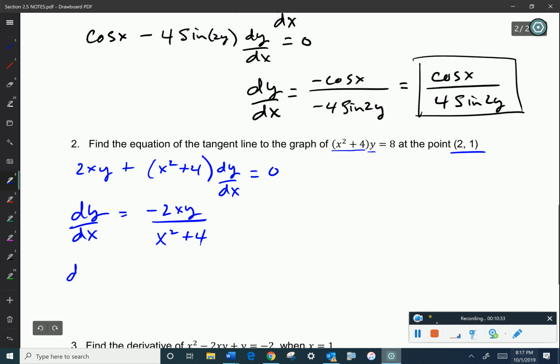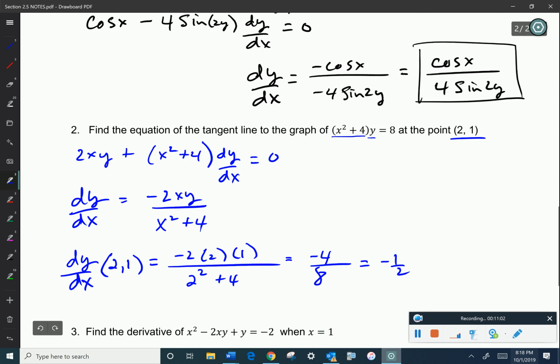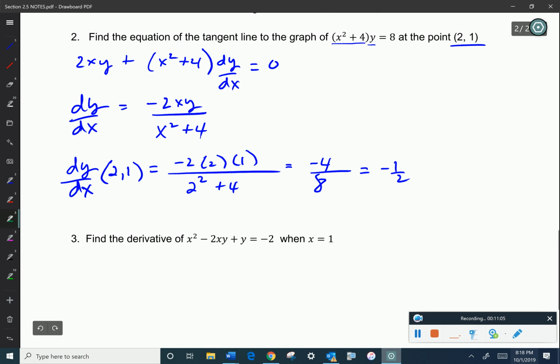So I'm going to use some notation. I'm going to say the derivative at the point 2, 1. And so now I just plug in a 2 for x and a 1 for y. So negative 2 times 2 times 1 all over 2 squared plus 4. Do a little simplify. So let's see, negative 4 over 8. So my slope is going to be negative 1/2. And then if I write the equation of the tangent line, I would have y minus 1 equals negative 1/2 times x minus 2.